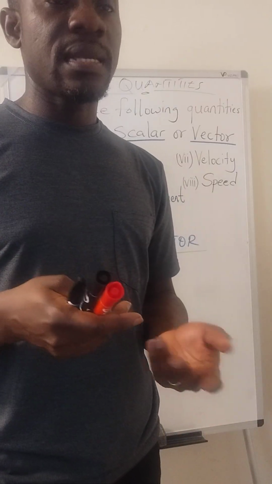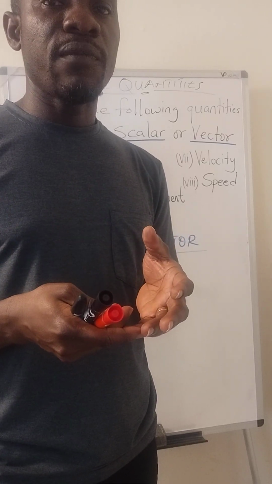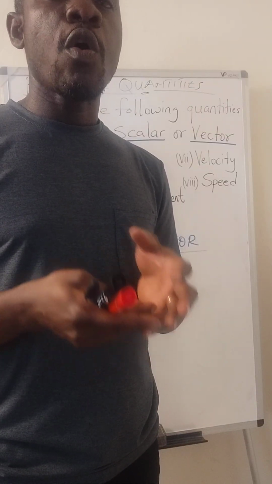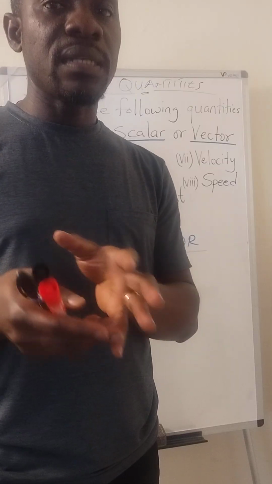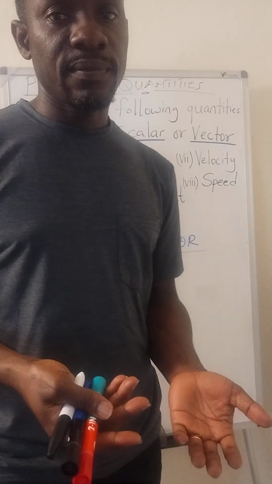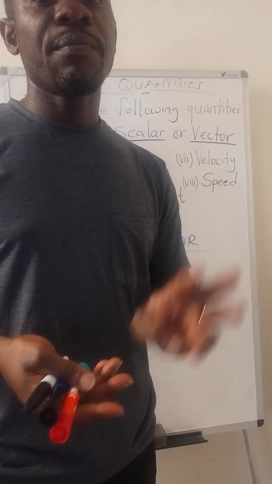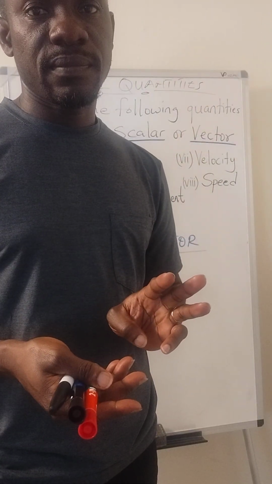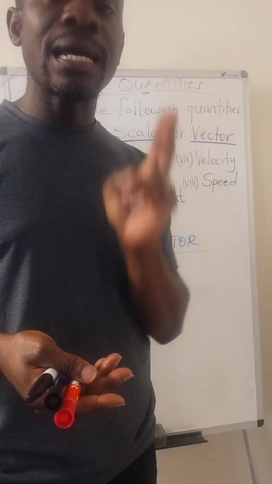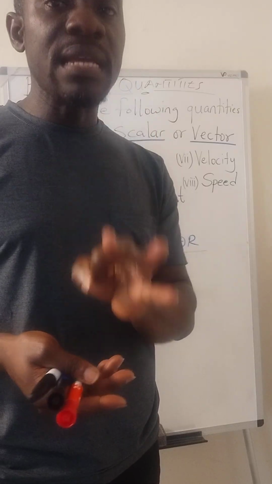I hope you understand. Then we said that in some books too, they refer to them as fundamental quantities. Now all base quantities are fundamental quantities, but not all fundamental quantities are base quantities. We have 7 fundamental quantities, right? But we have 3 base quantities. Take note of that. Now the 3 base quantities are mass, time, and length. These are the 3 base quantities.